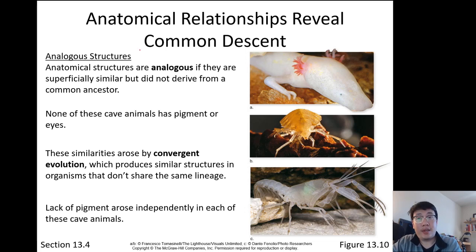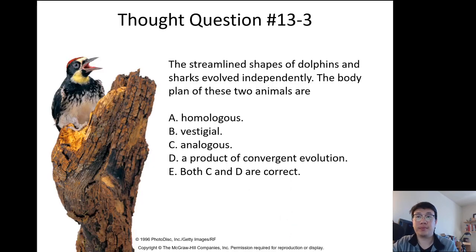So that's an example of an analogous structure. And these arose by convergent evolution, which produces similar structures in organisms, but they don't share any lineage to each other whatsoever. Again, what we just talked about.